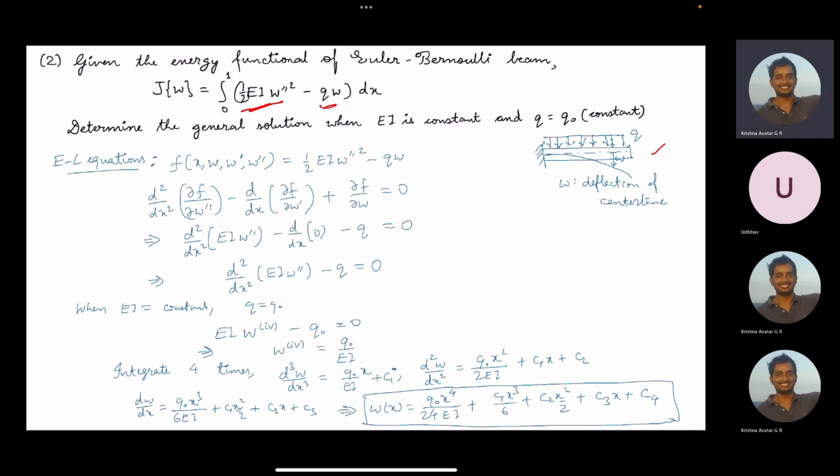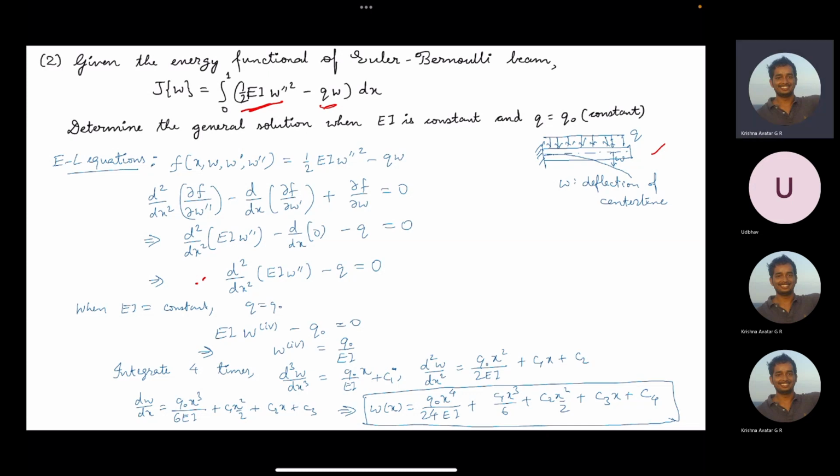The second part of the question asks us to determine a general solution when EI is constant and q is equal to q naught, which is also a constant. So in this case, since EI is constant, we can take it out of the differential operator, so that we have EI times the fourth derivative of w minus q naught is equal to 0. This implies that the fourth derivative of w is equal to q naught by EI.